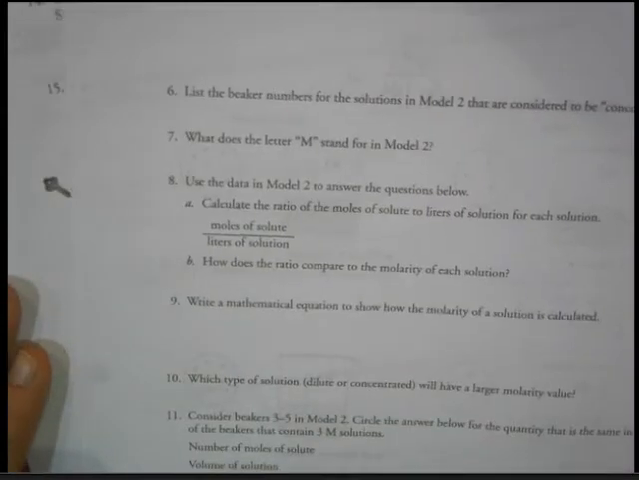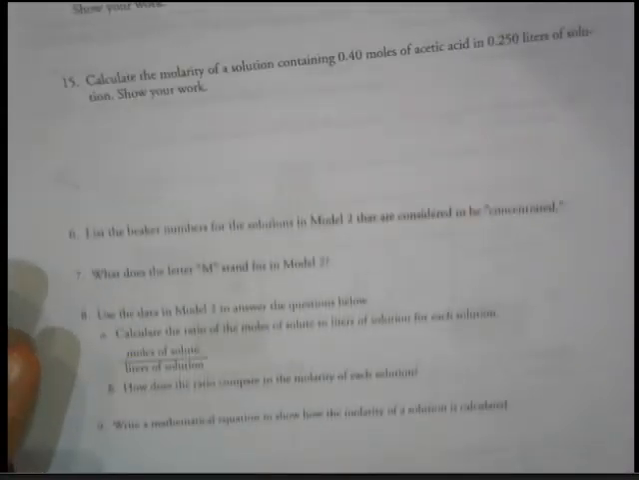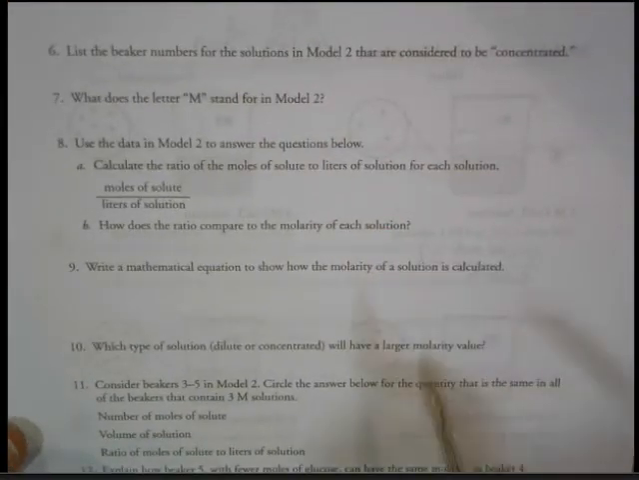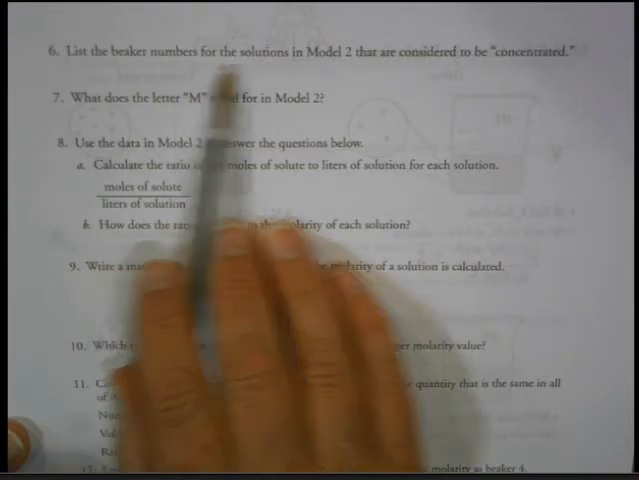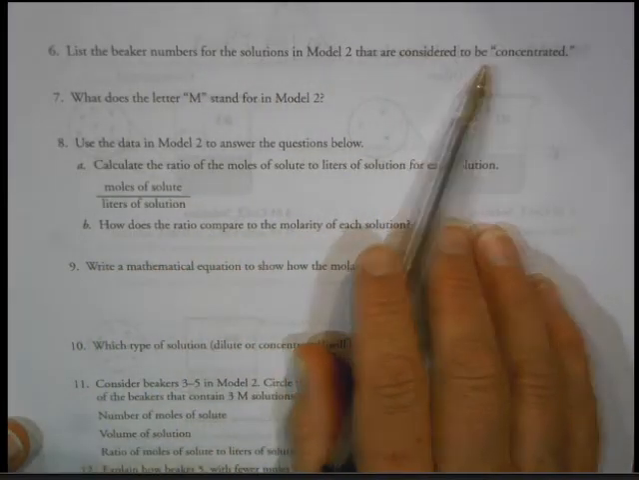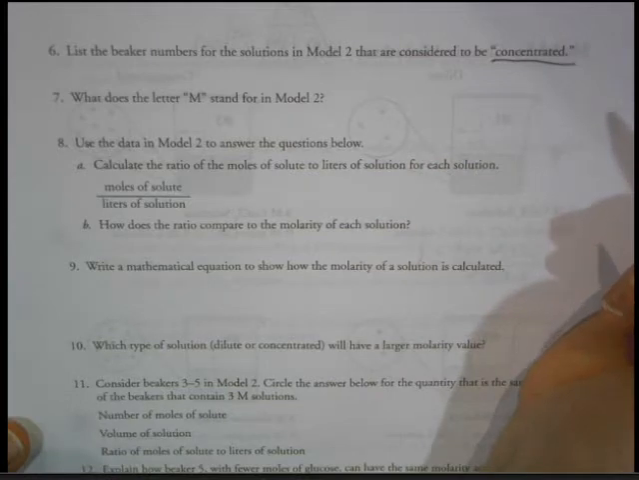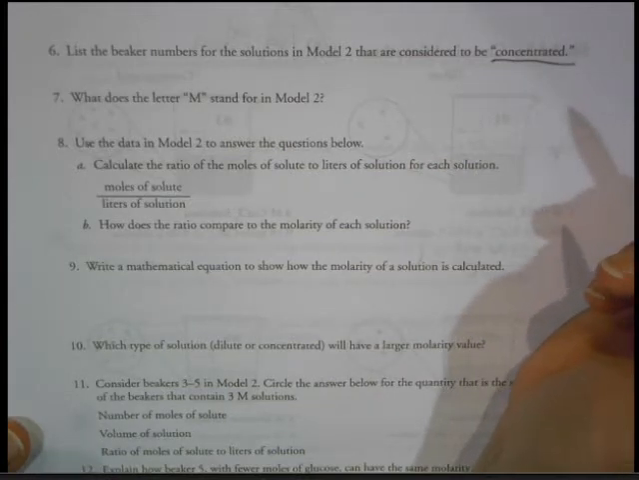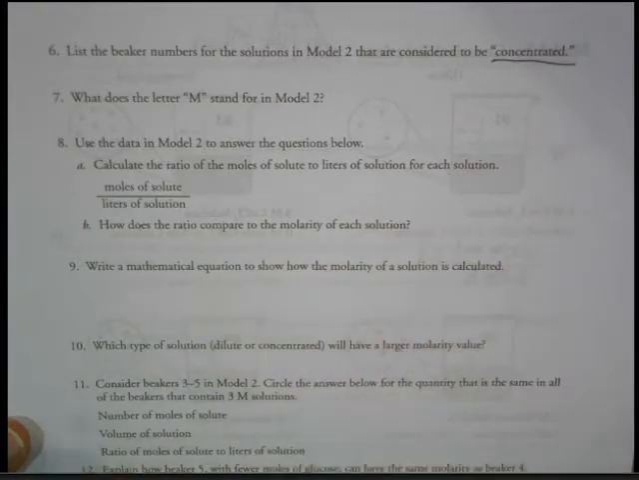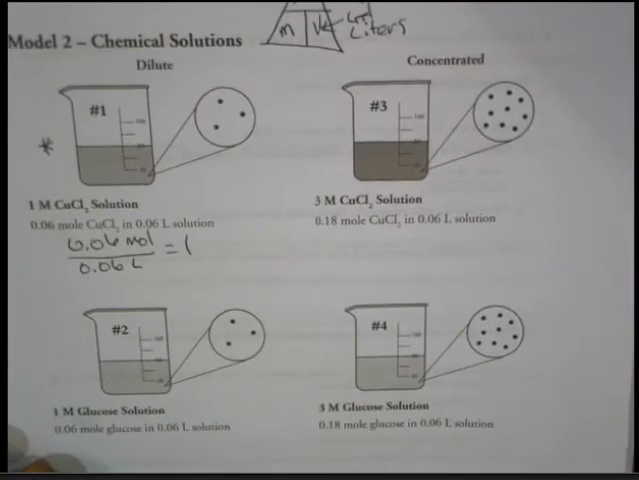Let's look at number 6. List the beaker numbers for solution mol 2 that are considered to be concentrated. Remember, concentrated means there's more stuff in it. There's more moles in it. If you're making Kool-Aid, there's more sugar in it. It's sweeter, just like lemonade, if you add more sugar. So you're going to look at the more concentrated ones.